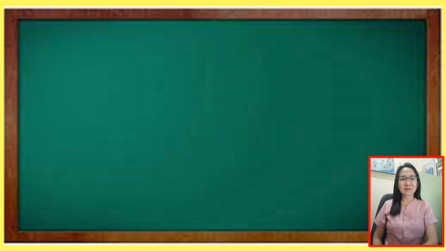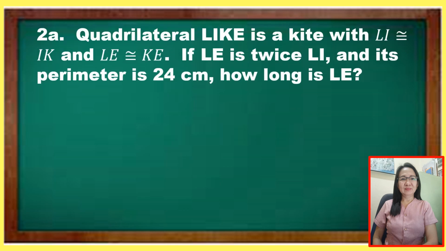Now let us have this problem about the kite. Quadrilateral LIKE is a kite with LI congruent to IK and LE congruent to KE. If LE is twice as long as LI and its perimeter is 24 centimeters, how long is LE? Let us have our illustration. This is our kite named LIKE.